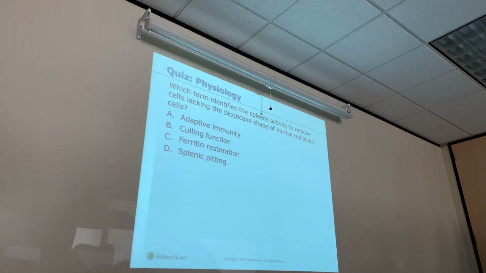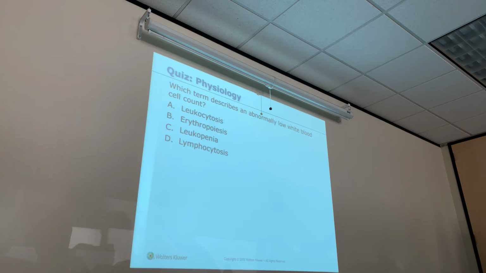Okay. Which term identifies the spleen's activity to remove cells lacking the biconcave shape of normal red blood cells? Culling function. Which term describes an abnormally low white blood cell count? Leukopenia. What does leukocytosis mean? Increase. Increase in what? White blood cells.